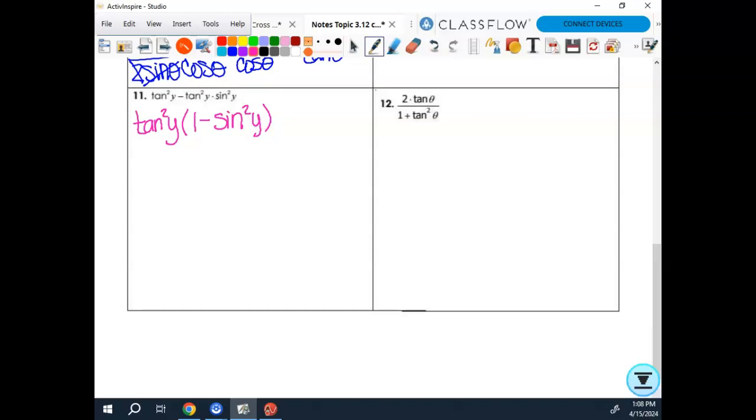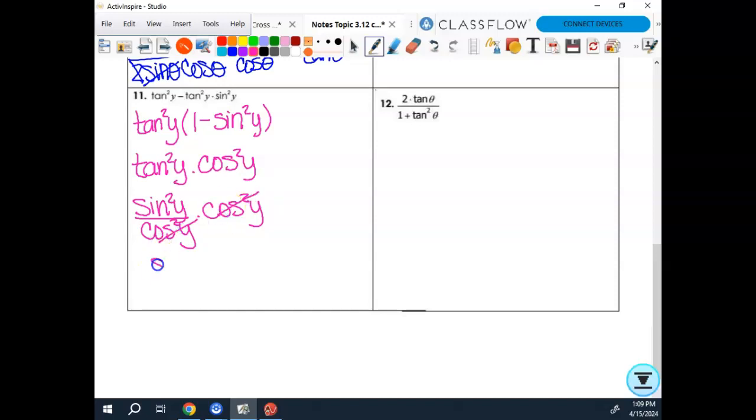Okay. What can I change 1 minus sine squared to? Cosine squared, good. So that means I have tangent squared y times cosine squared y. Then can I rewrite tangent? Yes. I can rewrite tangent as sine squared y over cosine squared y times cosine squared y. Then can I simplify? Yep. I can cancel those out. That leaves me with sine squared y.